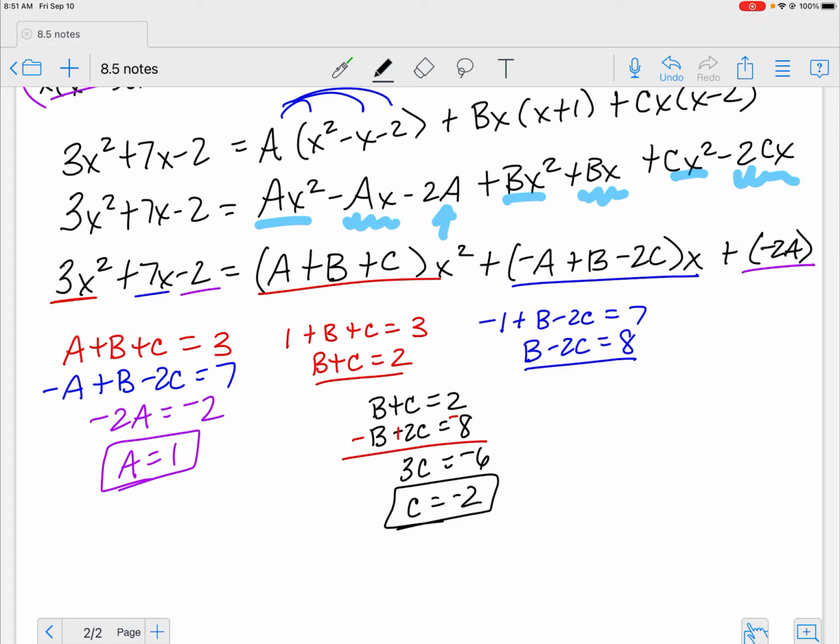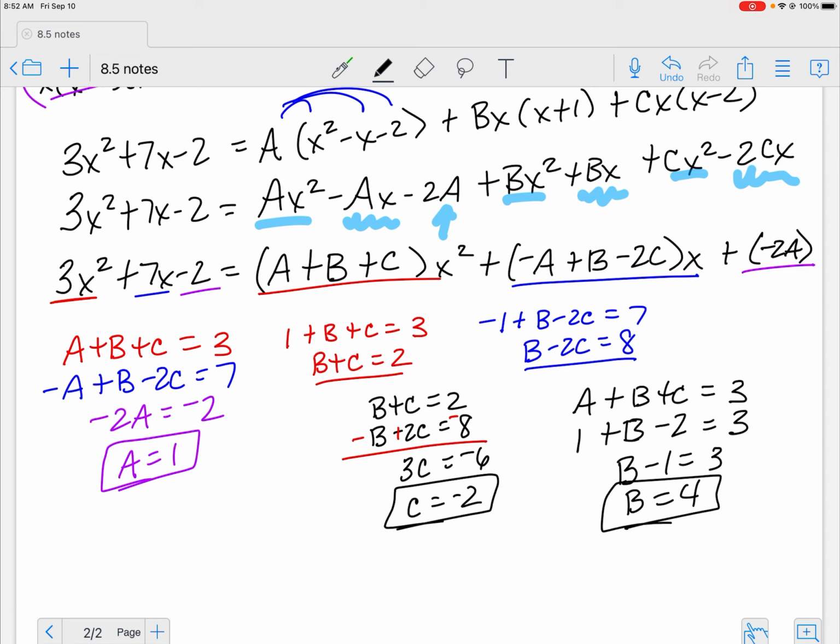So I know a, I know c. Now, plug it into anything, and you can figure out what b is. Once you know two variables, then you've got your life set up for you, basically. I'm going to take this top one here, where I have a plus b plus c is equal to 3. I now have 1 plus b minus 2, that's a b, is equal to 3. So b minus 1 equals 3. So b is equal to 4.